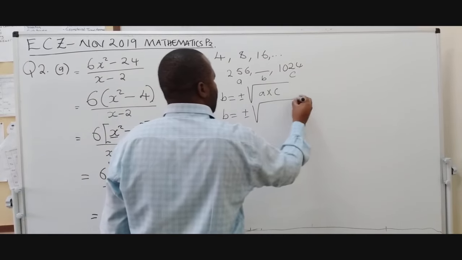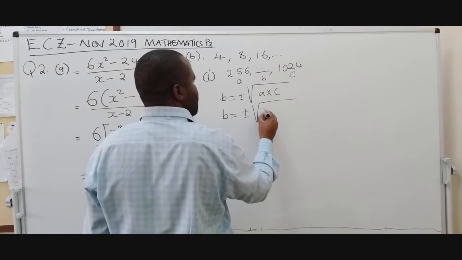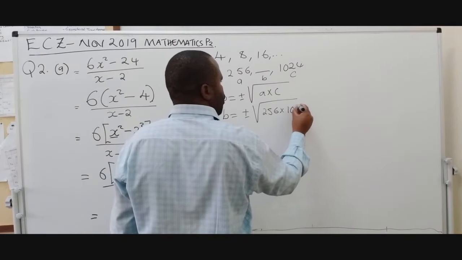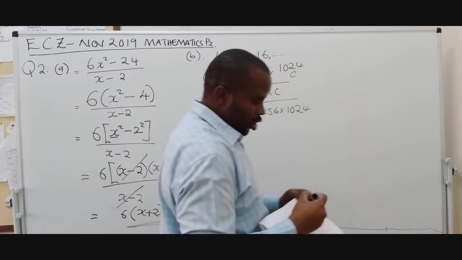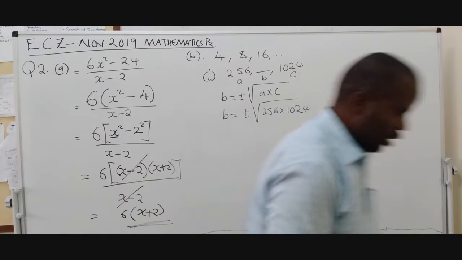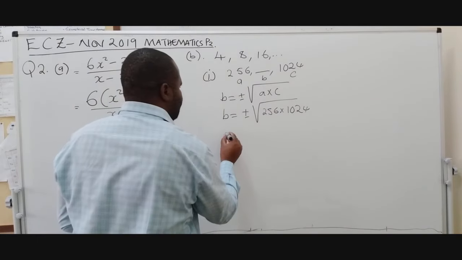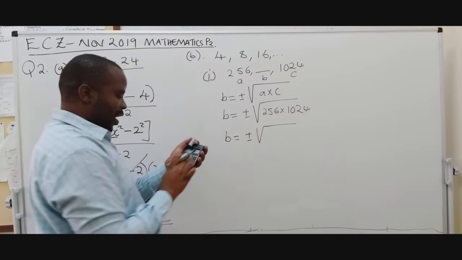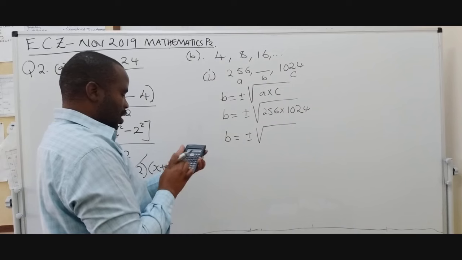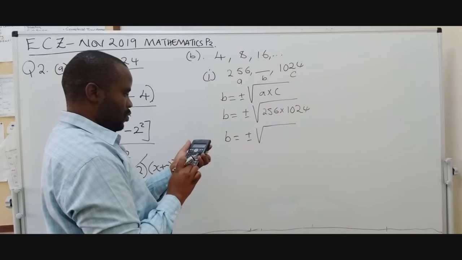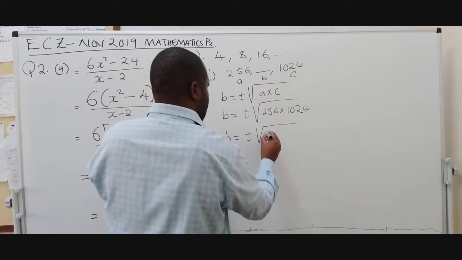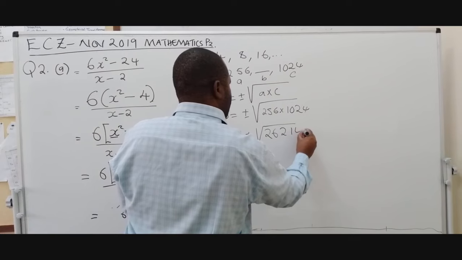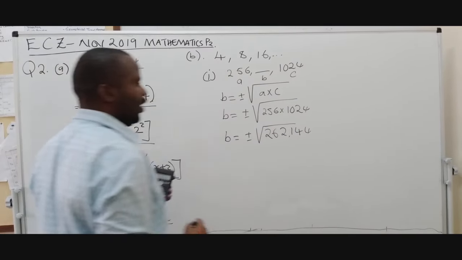In this case, we are going to say B is equal to positive or minus the square root of, what is our A in this case? Our A is 256. 256 times, what is our C? It is 1024. Here you don't need to start, but you can get your calculator and work it out. So I'm going to say B is equal to plus or minus the square root of, you multiply 256 by 1024. So this is what you are going to get: 262144.